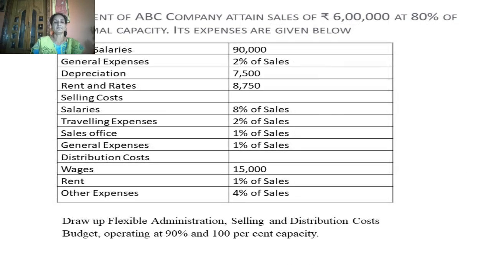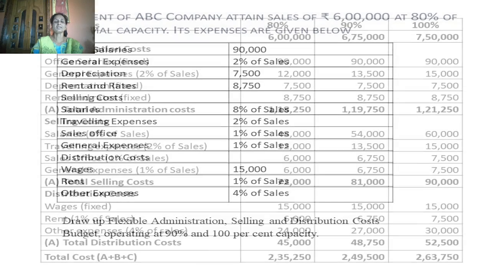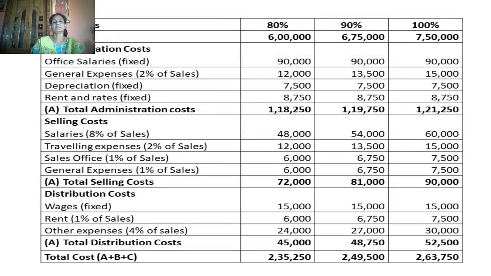Next we'll see what they have given. General expenses is 2% of sales. So general expenses here, sales, first it's better if you calculate. First row only you can calculate what will be the sales at different level of capacity. At 80% sales is 6 lakhs, at 90% it is 6 lakh 75 and at 100% it is 7 lakh 50,000.